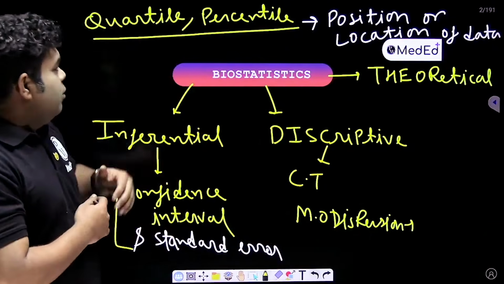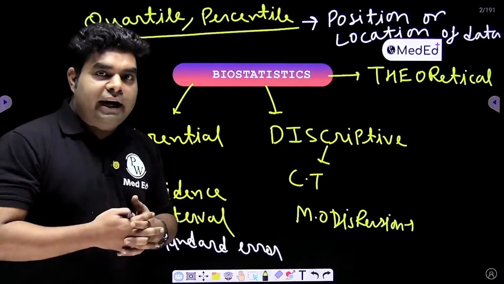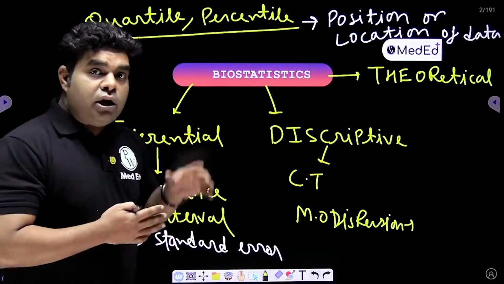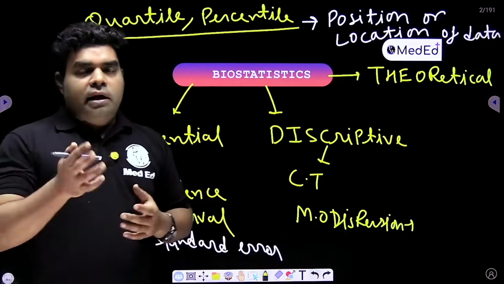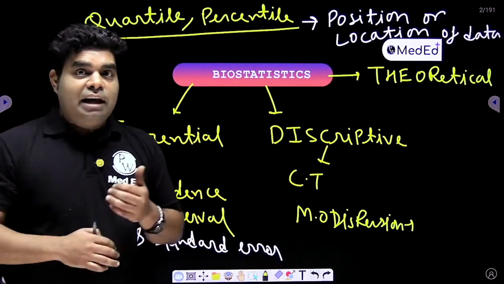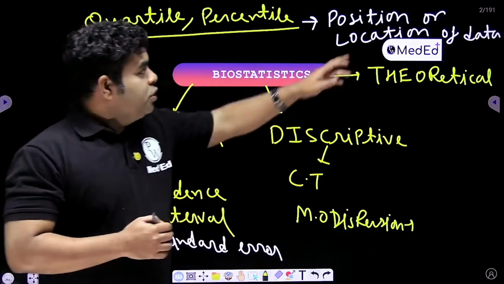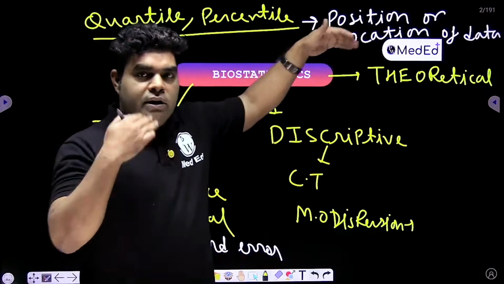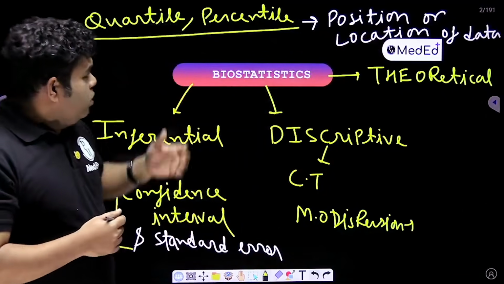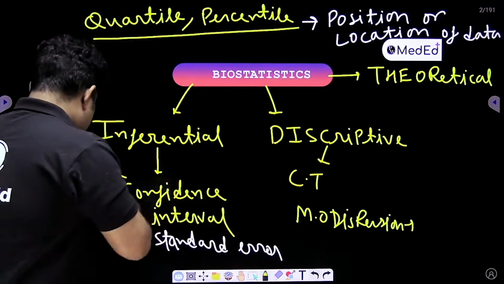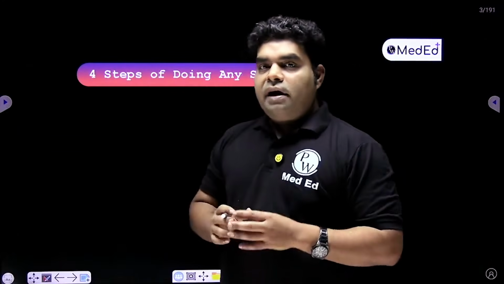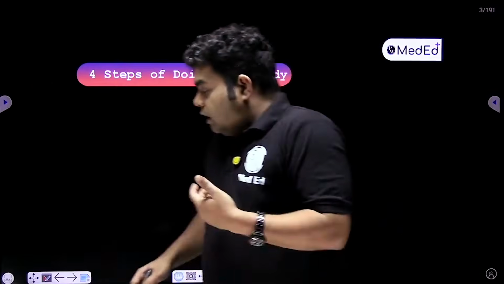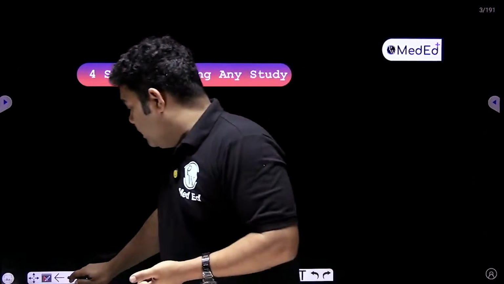So a very good question came on it also, that if you have quartile, percentile, or outlier, what do they tell about? So they always tell about position or location of data. Like for example, if your result is 99 percentile, it means your position is top and almost in the toppers, location is top. So percentile, quartile are position, and these are different types of biostats. Let us start with the first part, that is what is this null hypothesis, p-value, alpha, beta error.